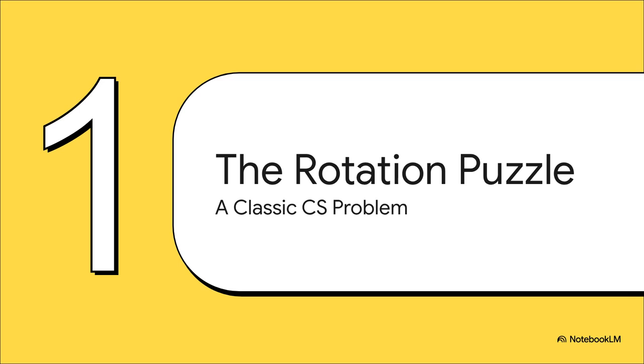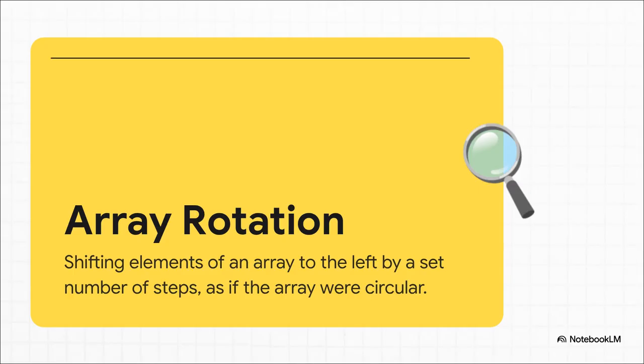So first things first, let's get on the same page about what we're actually trying to do here. We're talking about something called array rotation. I want you to think of it like a little conveyor belt. The items that fall off the front end just kind of reappear at the back, and they're in the exact same order. So we're not just scrambling the elements, we're shifting them as one single connected block.